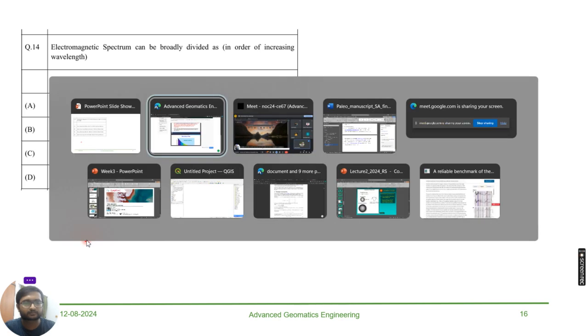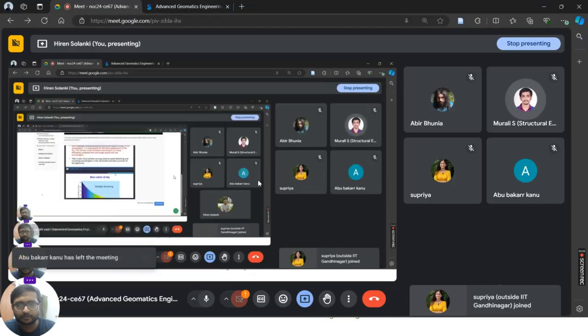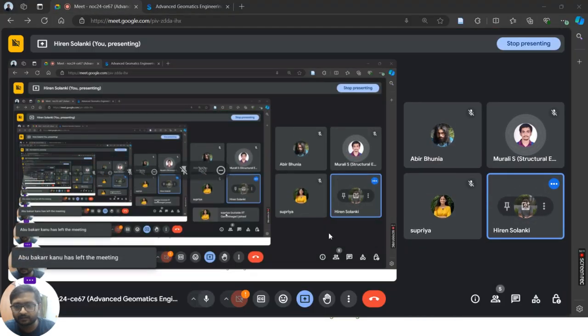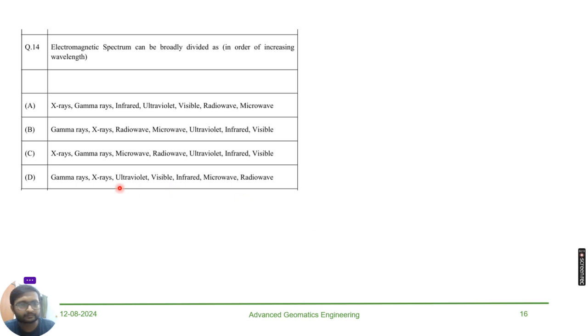Option D. Gamma rays, X-ray, ultraviolet, visible, infrared, microwave, and radio wave. Anyone want to answer? Anything else? Sir, I think it starts from X-rays. No, it's from gamma rays. Gamma is much smaller than X-ray.